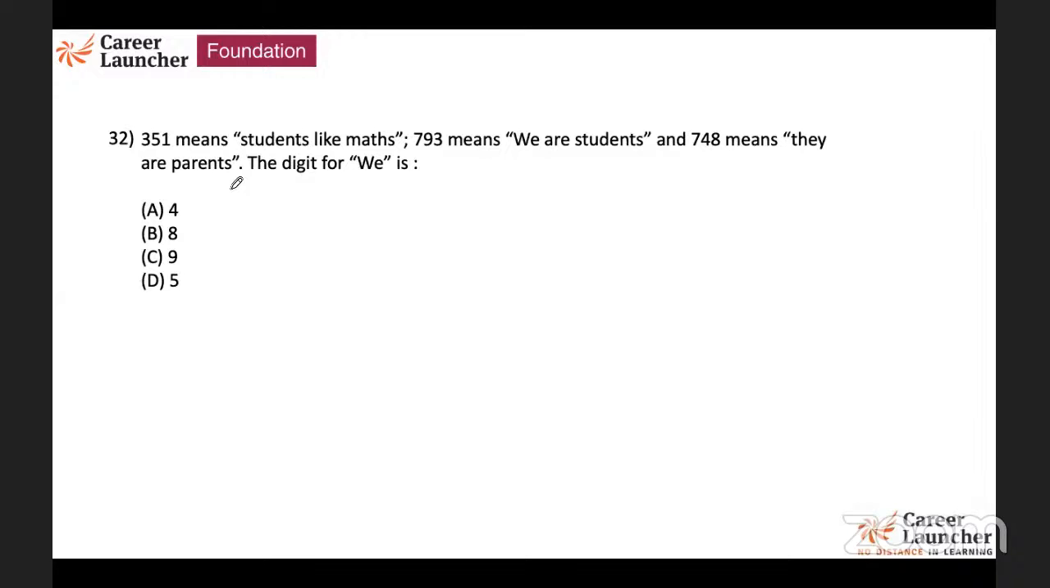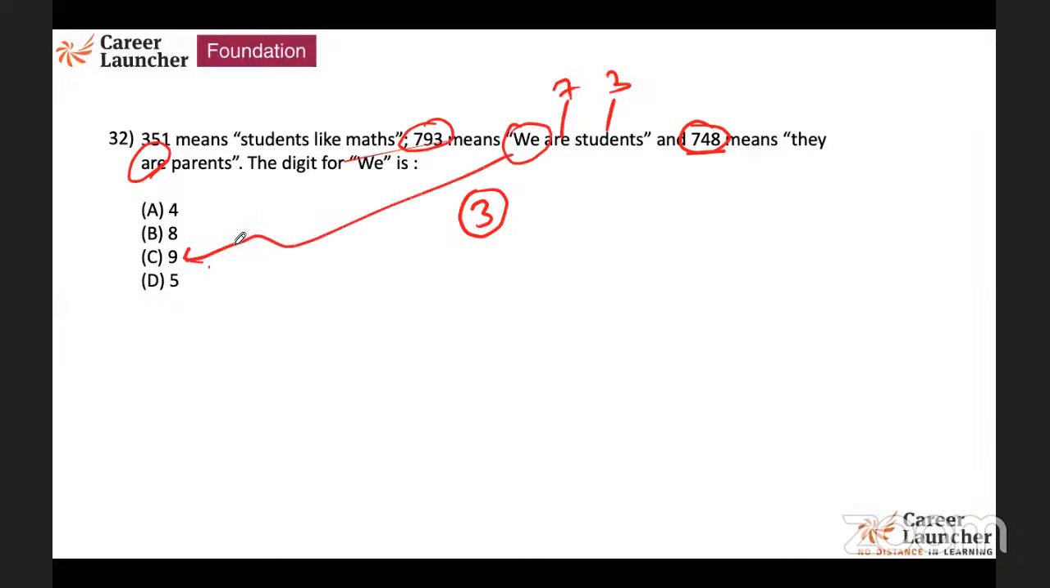I'm just skipping this question also. The answer is 8 if I'm not wrong. 351 means students like math. 793 means we are students. So students, what is common? 3 is the common. So 3 cannot be we clearly. Similarly, 748 means they are parents. Between these two, what is common? 7 is common. So R has to be 7. Students has to be 3. Therefore, V has to be 9. Therefore, the answer has to be C.